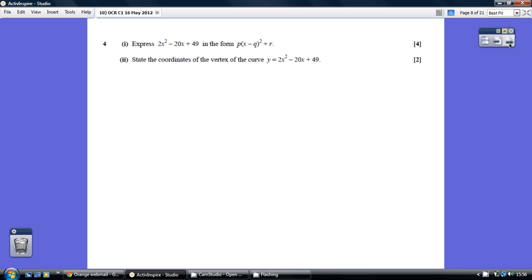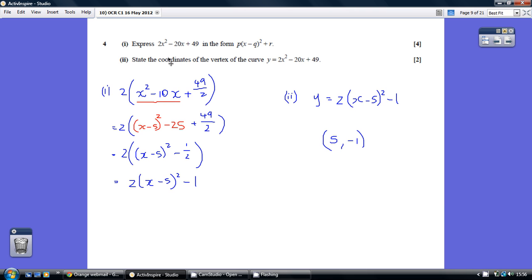Question 4. So, completing the square. So we've got to kick off by only having a single x squared to factorise. So we take 2 outside the bracket and halve each of these terms, 49 over 2 being the third term.